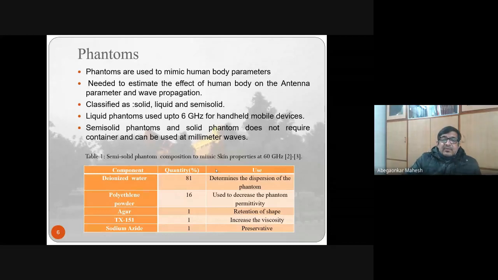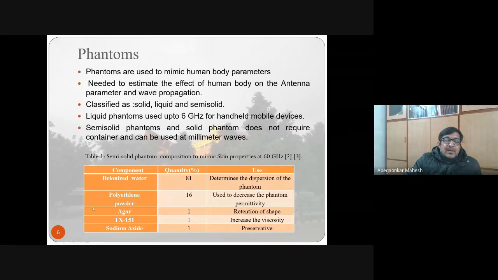So the semi-solid phantom composition to mimic skin properties at 60 gigahertz is given in this table. So these are the components. Deionized water is 81%. This determines the dispersion of the phantom. Then polyethylene powder, 16%. This is used to decrease the phantom permittivity. Then agar, 1%. This is to retain the shape of the body. Then there's a material called TX151. This is used in a small percentage to increase the viscosity. And sodium azide is used as a preservative.